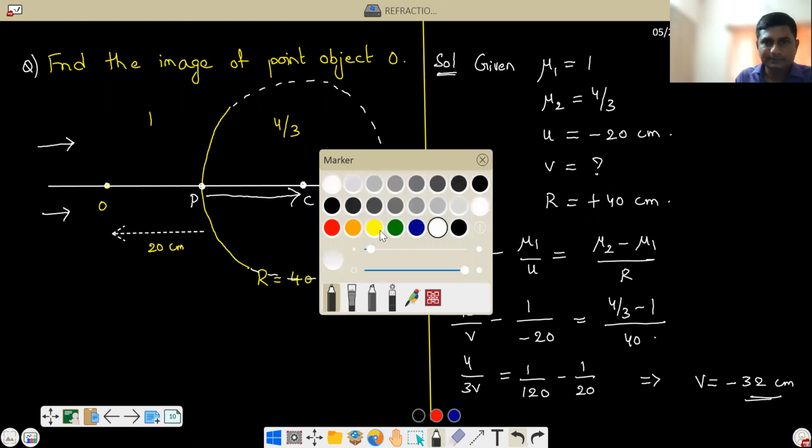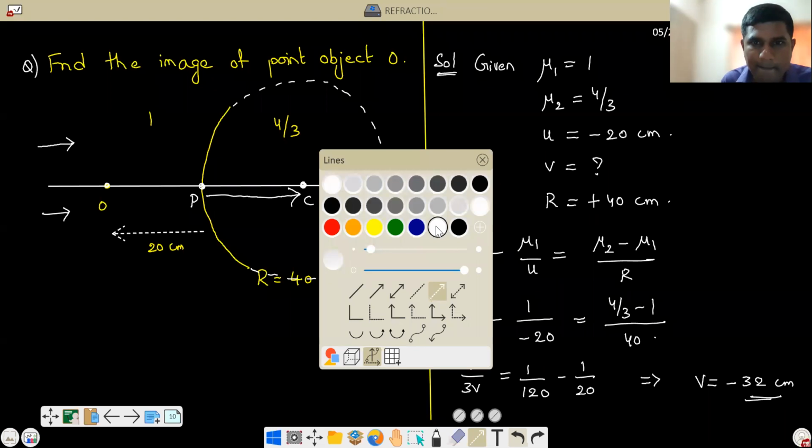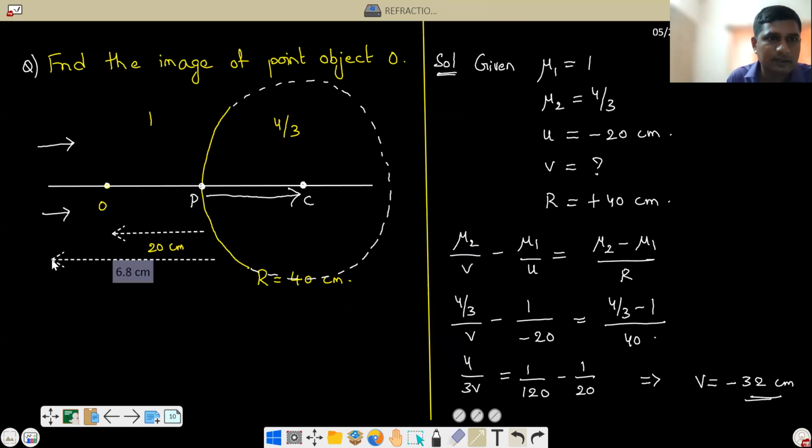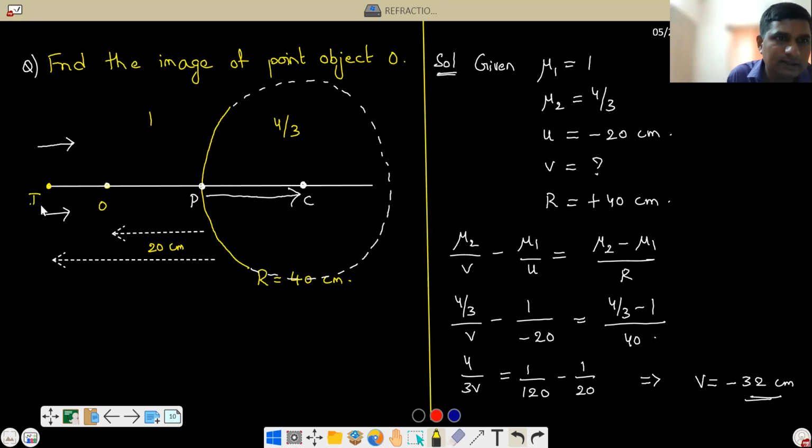Minus 32 means... Sir, towards the left. Towards left. Left, sir. Very good. Towards left. See here. Somewhere around here, 32. So that means now our image is here. Please see here. Now our image is here.